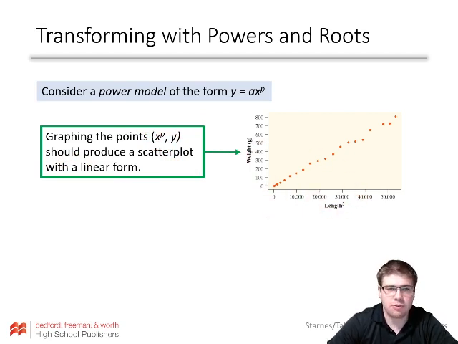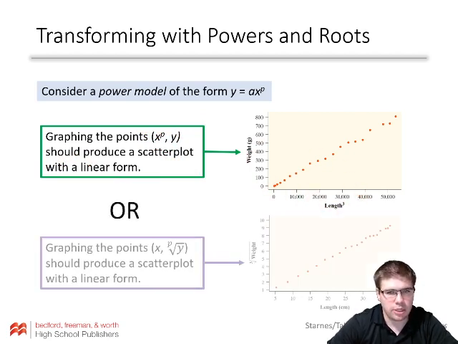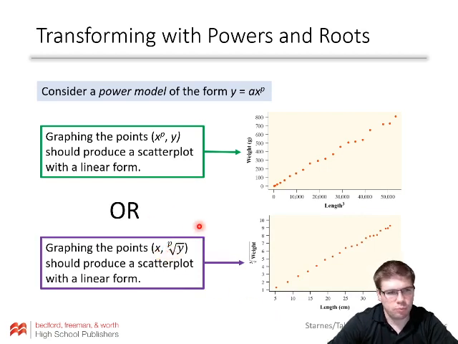Another option for transforming is that you could take the cube root or whatever root of the y value and produce a scatter plot with a linear form. So we could have taken the cube root of their weights, and so we could actually use length to predict the cube root of weight, which we could then cube and figure out. And in both cases, we end up with a linear relationship.